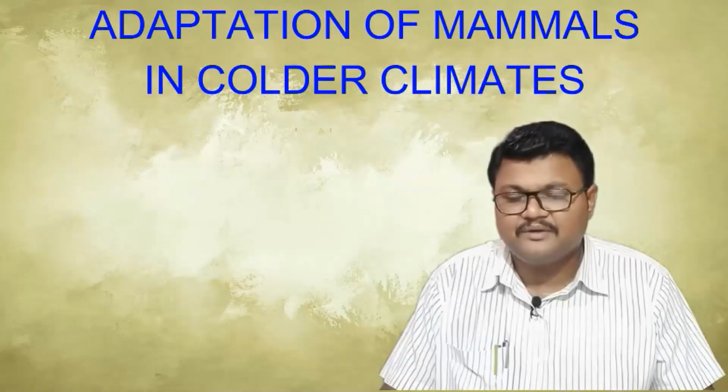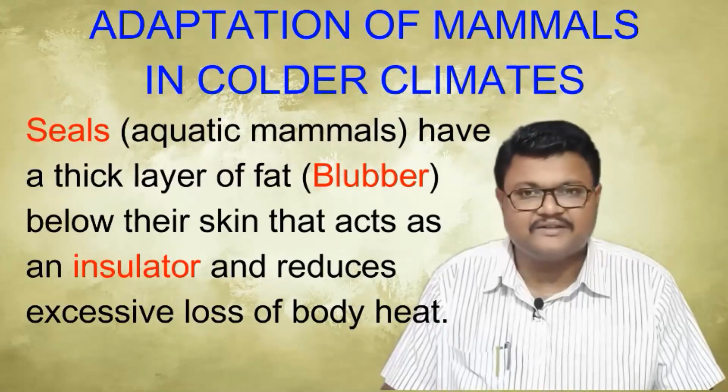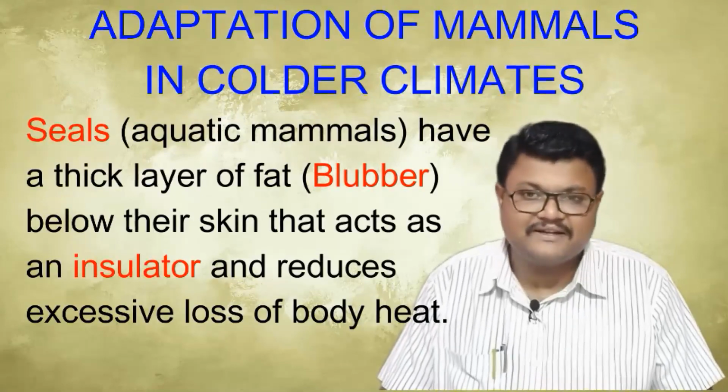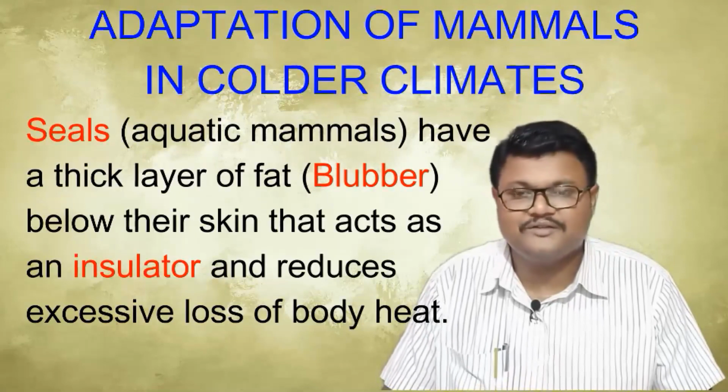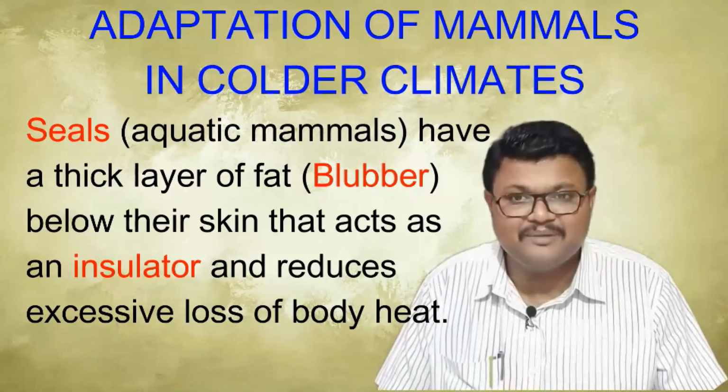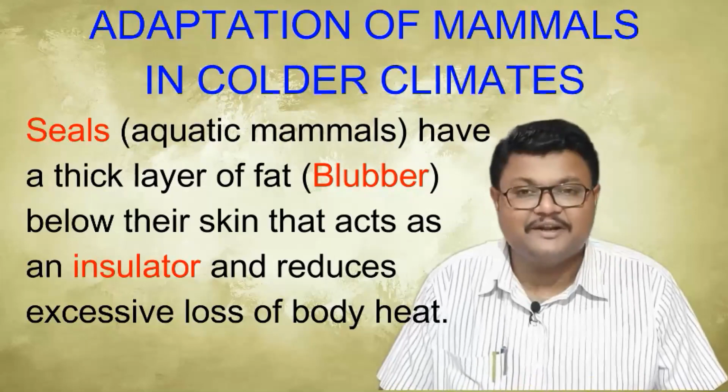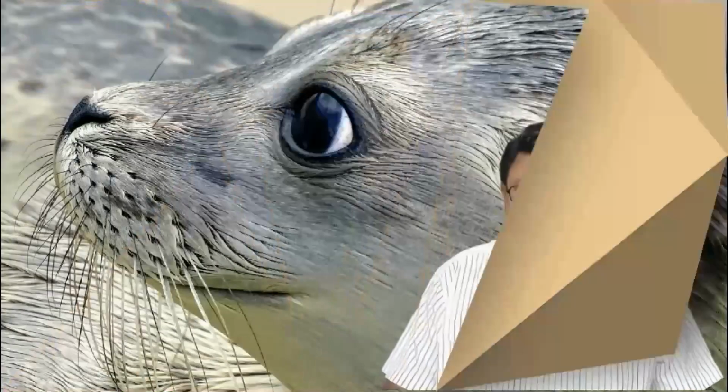We can take an example of an aquatic mammal called a seal. It has a thick fatty layer called blubber on its outer surface, and this blubber acts as an insulator and reduces excessive body heat loss. This is the best example we can see in mammals in the colder regions. I repeat, seals have a thick fatty layer on their body called blubber, and this blubber acts as an insulator to reduce the risk of heat loss from their body.